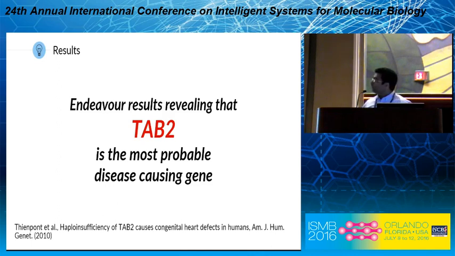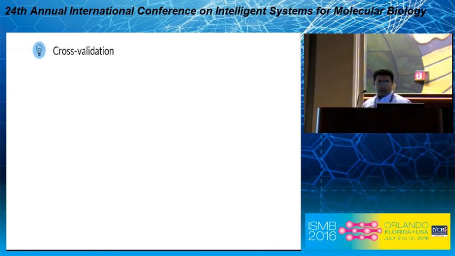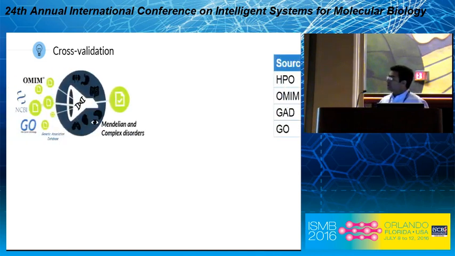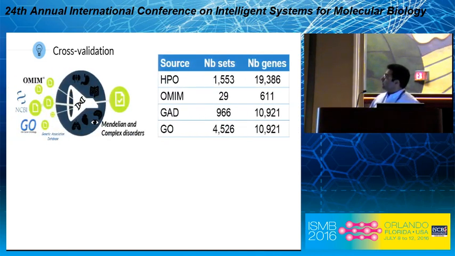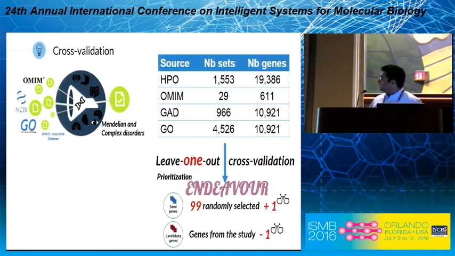So far, I have shown you how you can use Endeavour, but now I'm here to convince you that Endeavour results are still good and promising, and you can use them for your analysis. To do that, I use cross-validation data analysis. We download data on known genes associated with a specific disease or disorder from different sources. We divide them into several data sets. And to do our cross-validation analysis, we use leave-one-out.